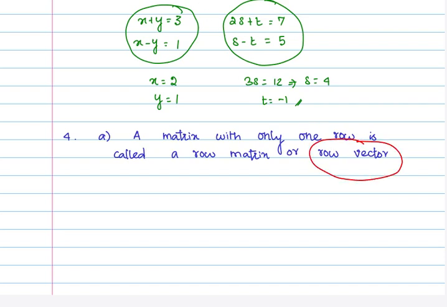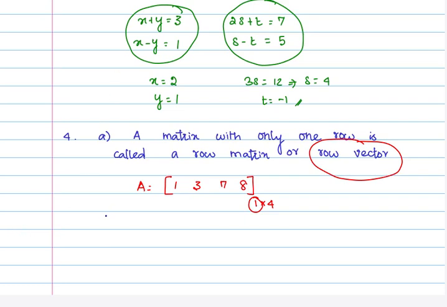So if a matrix has only one row, then we call that type of matrix a row matrix, particularly a row vector. For example, I take A equal to 1, 3, 7, 8. How many rows does this have? 1 row, 4 columns. So it has only 1 row, and we call this a row vector or row matrix.